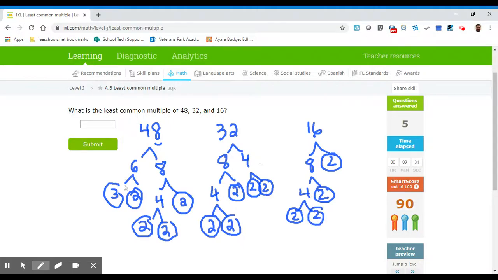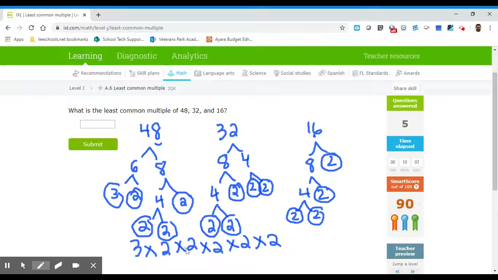So let's start with the number 3. What's the greatest number of times 3 appears between these 3 numbers? It's only one time, right? So one 3. What's the greatest number of times that 2 appears? So 1, 2, 3, 4 for this one. 1, 2, 3, 4, 5 for this one. And 1, 2, 3, 4. So it appears 5 times. So 1, 2, 3, 4, and 5. Are there any other factors? I don't see any other factors.